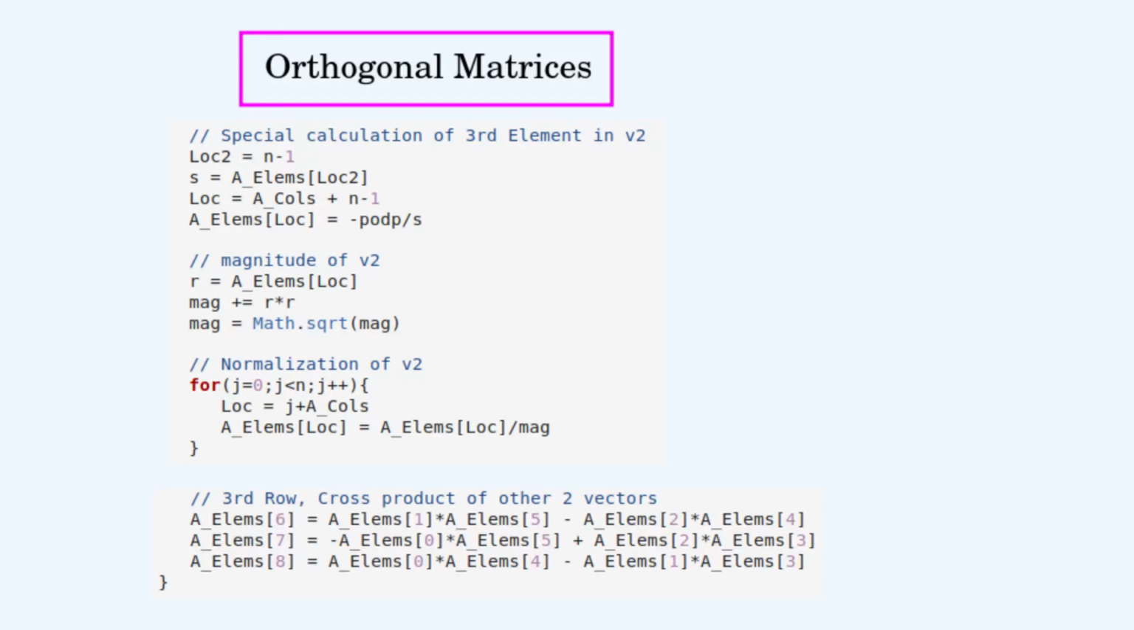And then to find the third vector, we need only use the cross product, which guarantees us that the third vector has a magnitude of 1 and is perpendicular to the first and second row vectors, and so we have a random 3x3 orthogonal matrix.